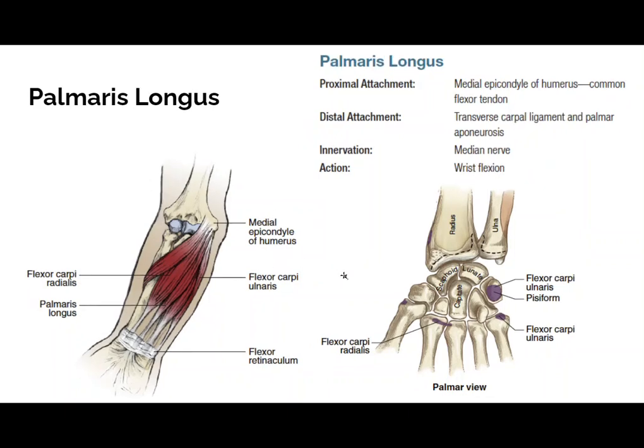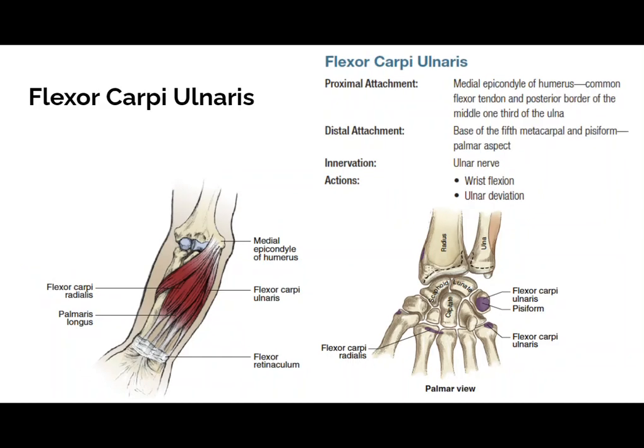So let's go to palmaris longus. Palmaris longus, again, medial epicondyle of the humerus, going into the flexor retinacula. It only flexes the wrist. It is median nerve innervation. Flexor carpi ulnaris, medial epicondyle of the humerus to the base of the fifth metacarpal, near the pisiform. This is ulnar nerve innervation. So remember, ulnaris, ulnar nerve, and since it's anterior, it is a wrist flexor. So those three are the first layer.